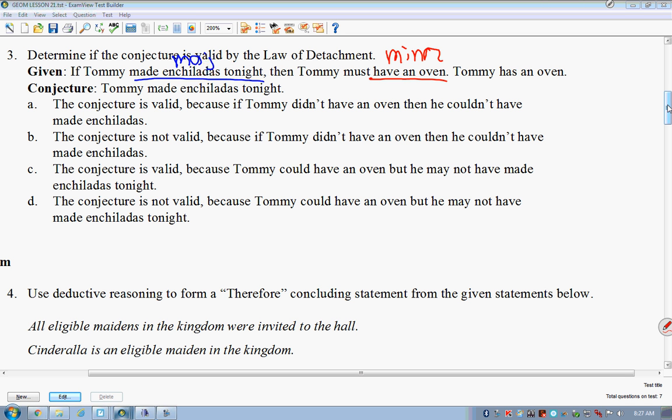B says not valid because if Tommy didn't have an oven, then he couldn't have made enchiladas. Is that true? Well, let's look at the other one. The conjecture is not valid because Tommy could have an oven, but he may not have made enchiladas tonight. Is that? Okay, so read both of them and see which one makes more sense. Don't ever just go with the first one that agrees with your overarching theme, which is that it's not valid. Read them both and see which explanation makes the most sense. Okay?